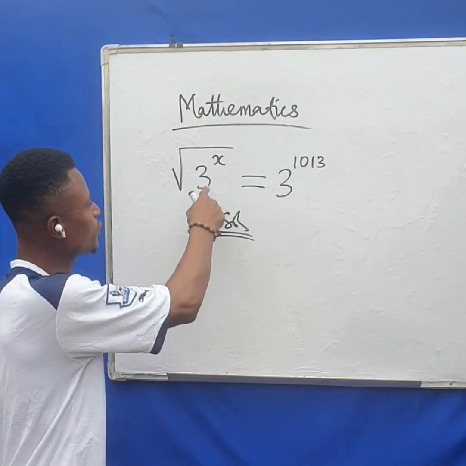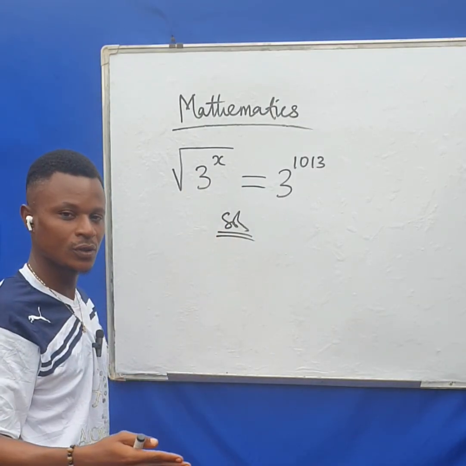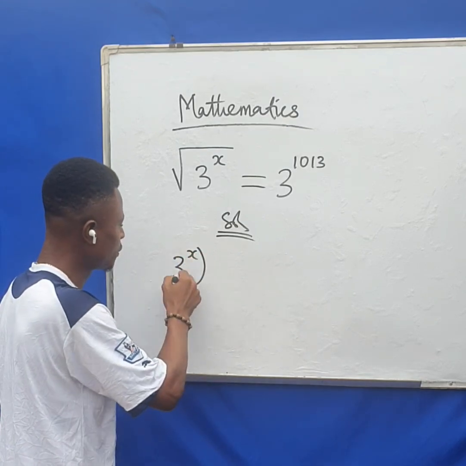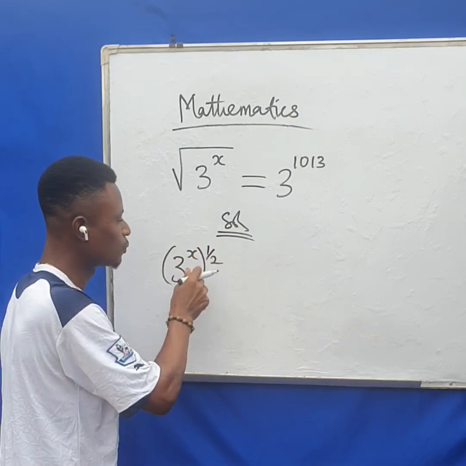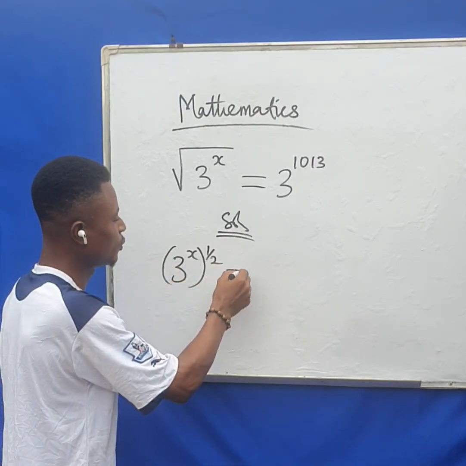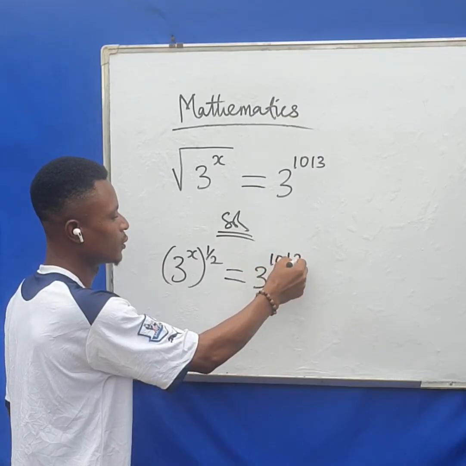So the first thing we are going to do is to raise this 3 raised to the power of x to the power of 1 over 2. You understand? So we're going to have 3 raised to the power of x, then raised to the power of 1 over 2. This is in accordance with root power law of indices. And then equal to 3 raised to the power of 1013.